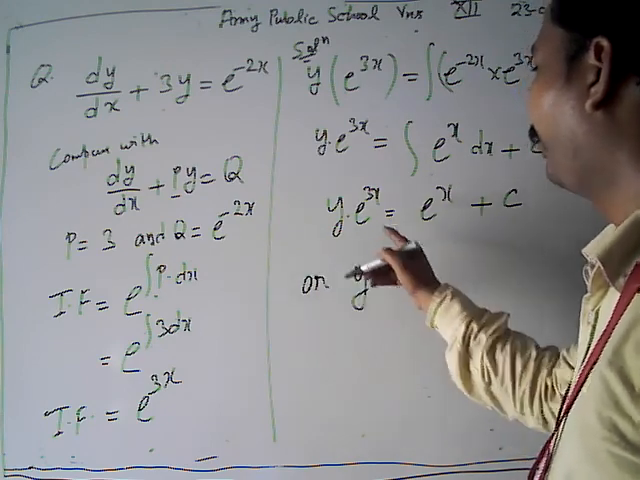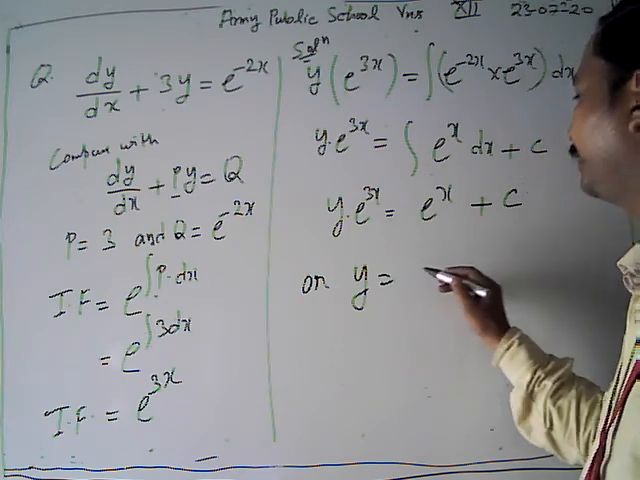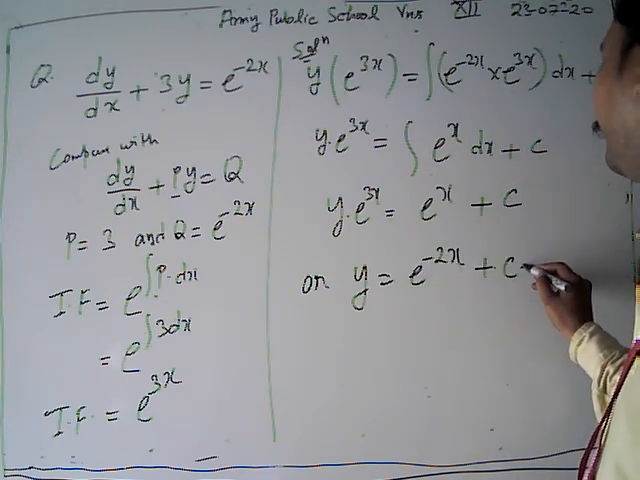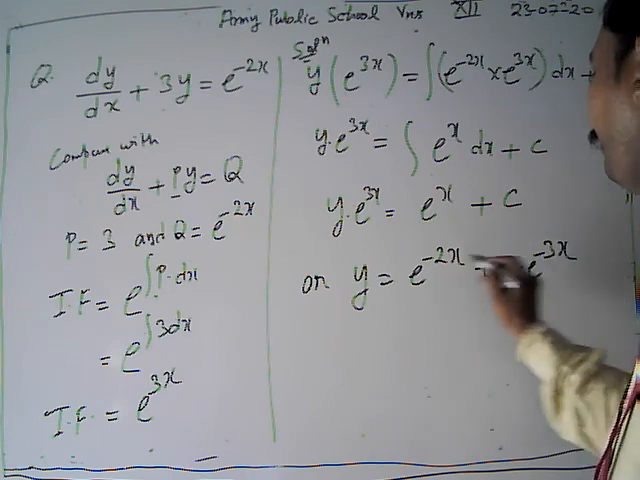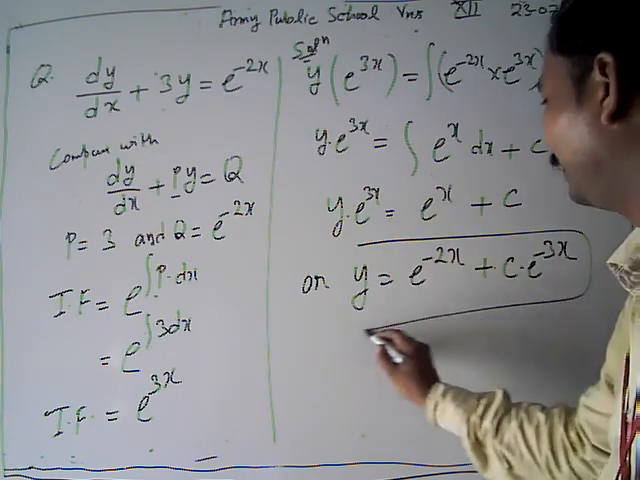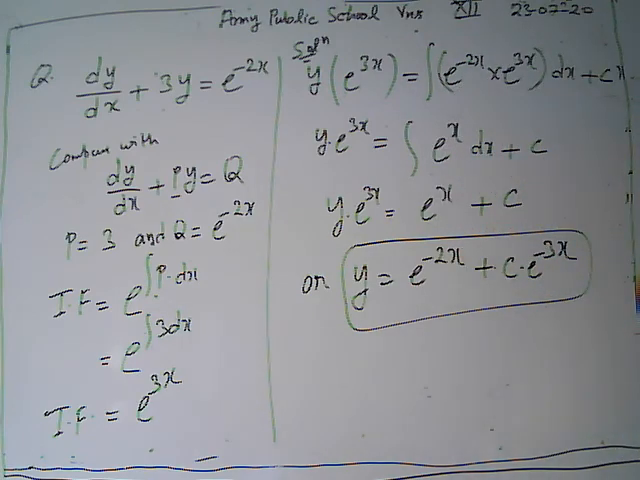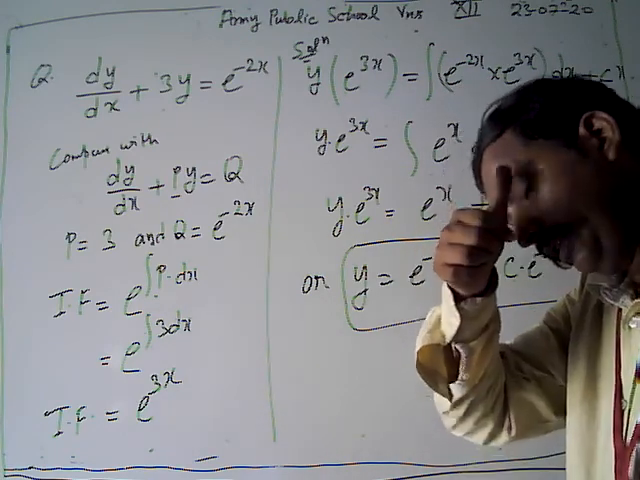Our required solution is y. We are going to divide it by e to power 3x. Then we get e to power minus 2x plus c into e to power minus 3x. This is our required solution.